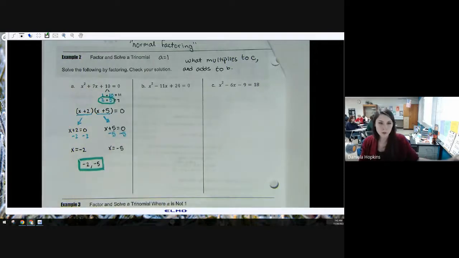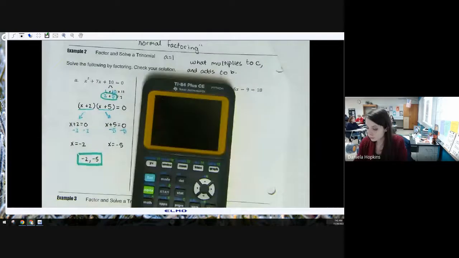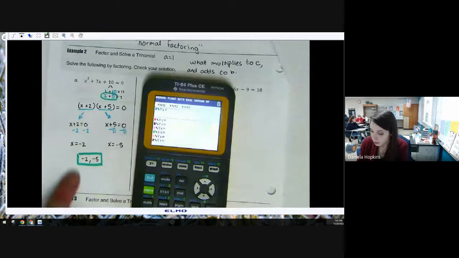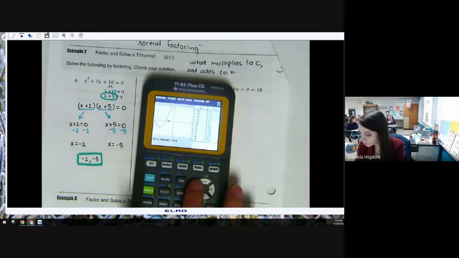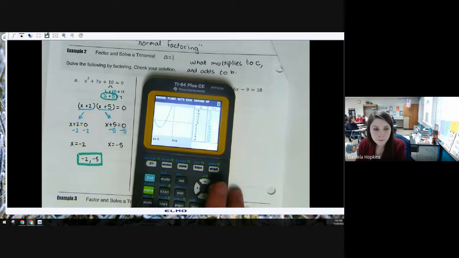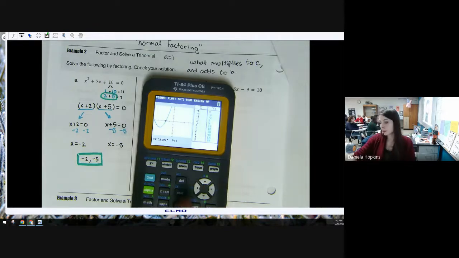Or, like I said, you can check it with your calculator. This one will be a little easier to see. If I type in x squared plus 7x plus 10, go to your graph. This one you can totally just scroll over. You can see that blue line hits the x-axis at negative 5, and over here it hits at negative 2, which is not going to jump right to it, I don't think. No, it kind of passes over it, but negative 2.